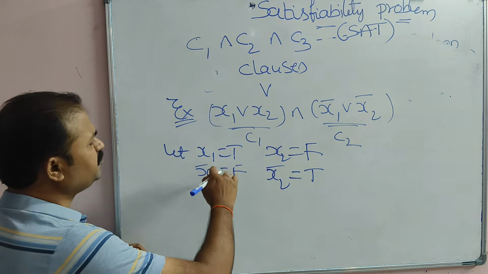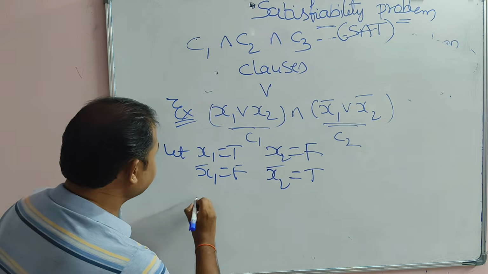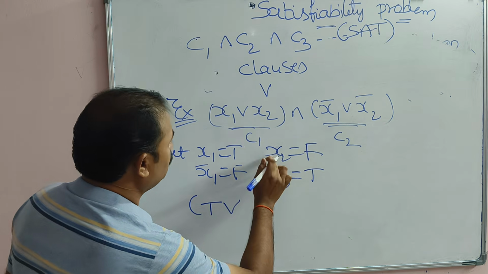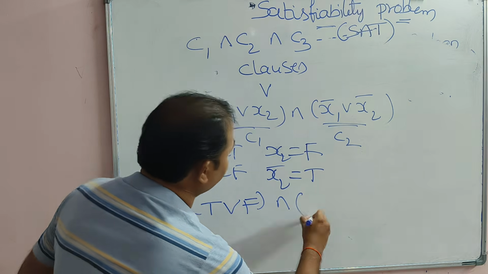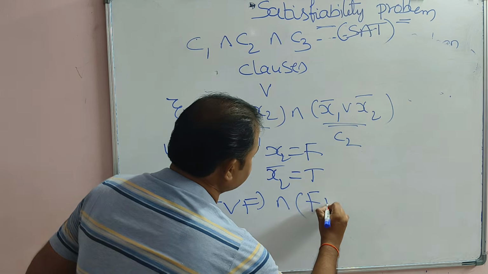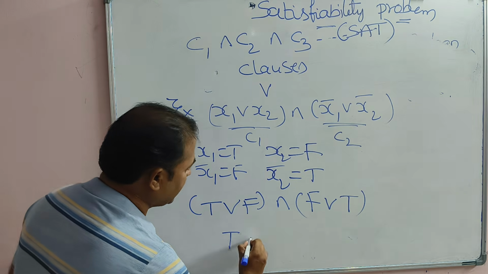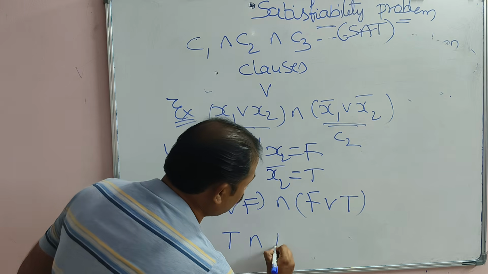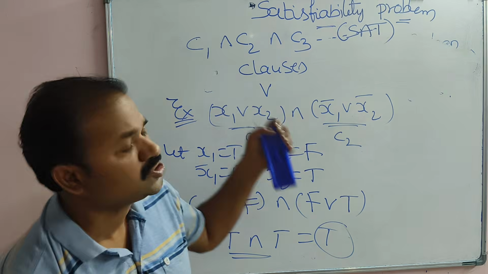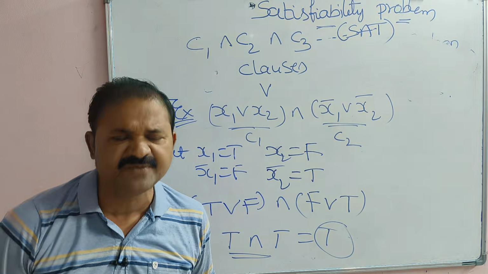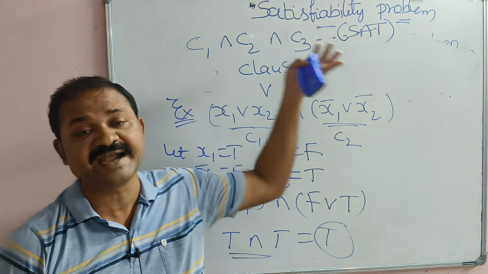True. Now substitute the truth values for x1, x2, x1 bar, x2 bar. What is x1? True. What is x2? False. True or false. And x1 bar is false, x2 bar is true. So true or false means true, and false or true means true. True and true means true. So the result of this entire expression is true. This is about what the satisfiability problem, or SAT problem, or CNF satisfiability problem is.